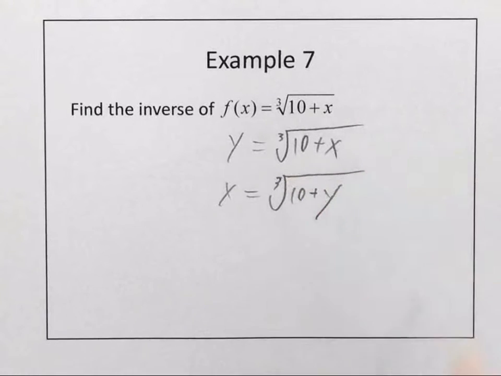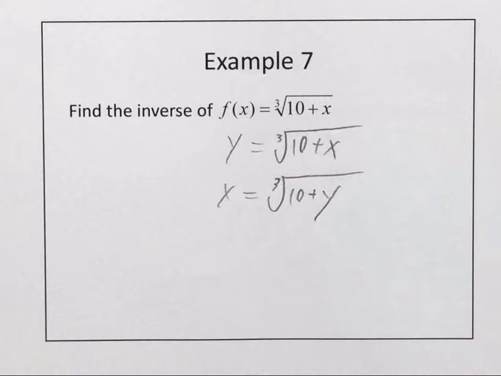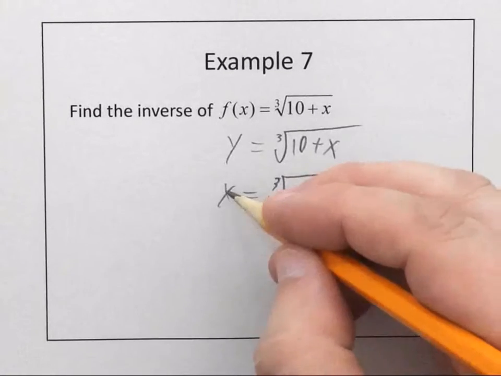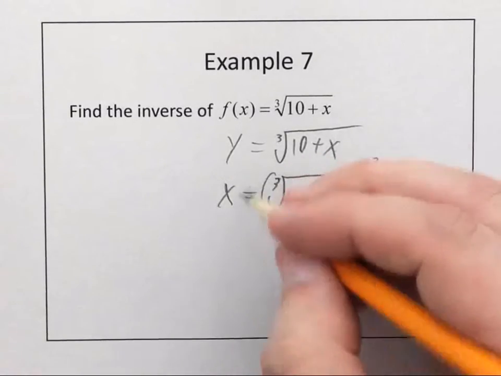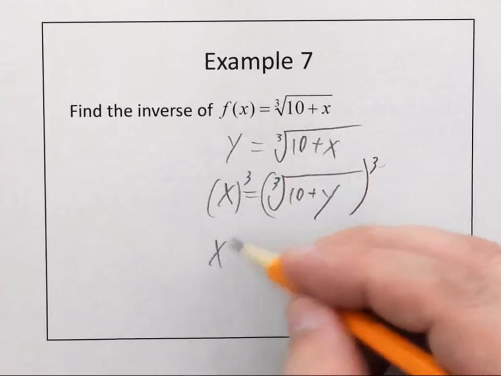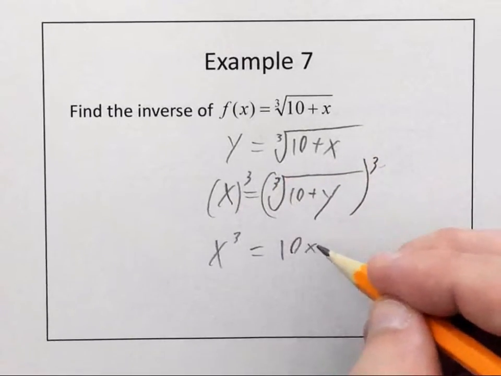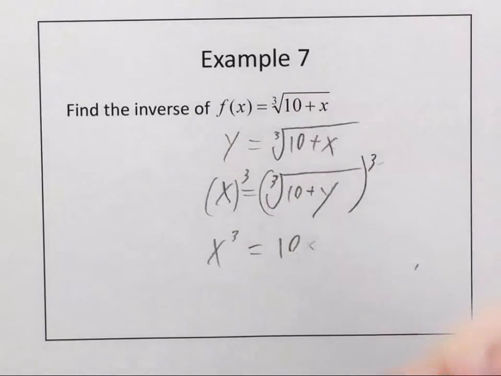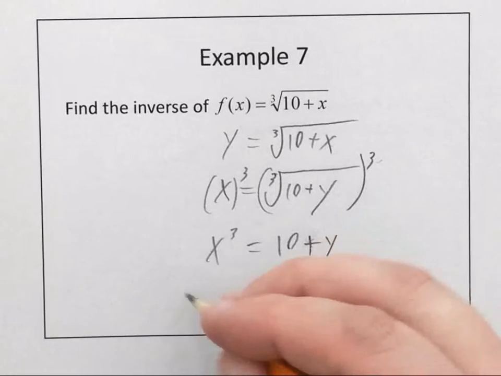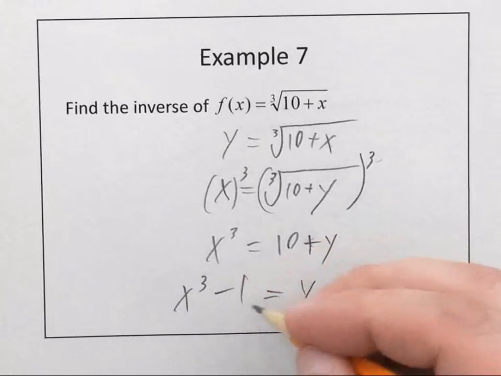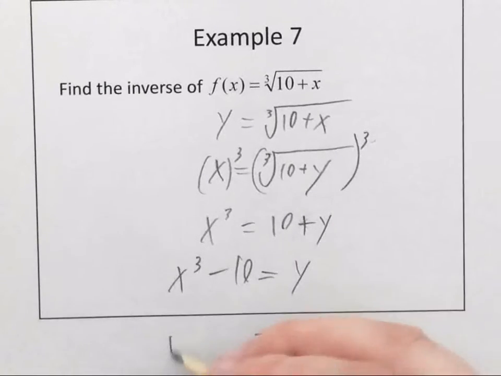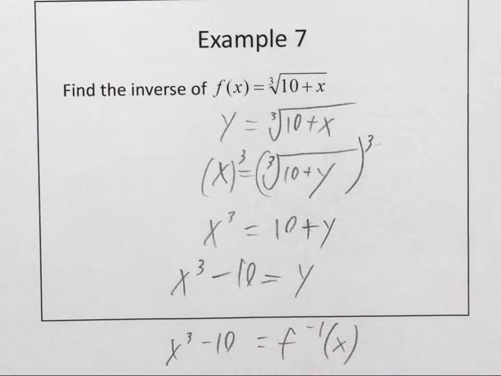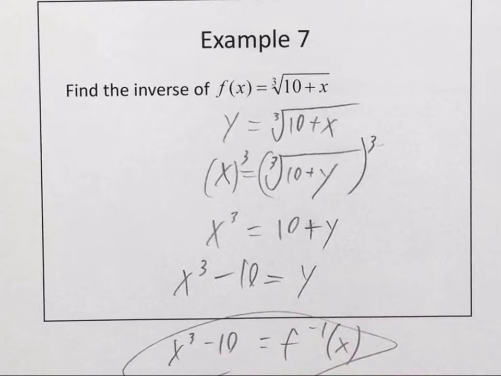Now the problem is I need to peel off the outside layers. Okay? So I have the cube root. To get rid of that, I'm actually going to raise everything to the third power. So I raise this to the third, those will cancel. So I get x cubed is equal to 10 plus y. And then subtract your 10. And then finally rewrite it as the inverse function of f.